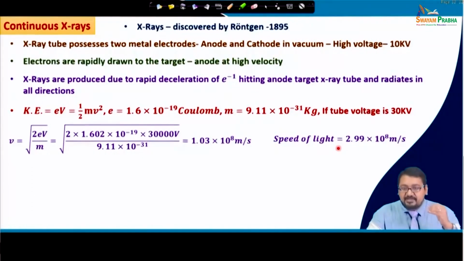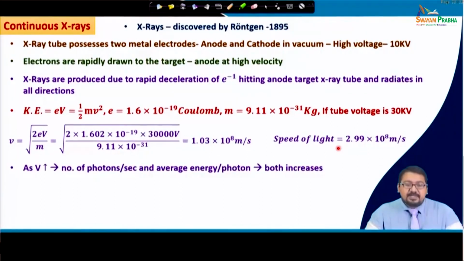It is very high. So that kind of energy from an electron is going into the target, and when it is decelerating, it is producing energy in the form of electromagnetic radiation of various wavelengths because of the deceleration, and this is known as continuous X-rays.